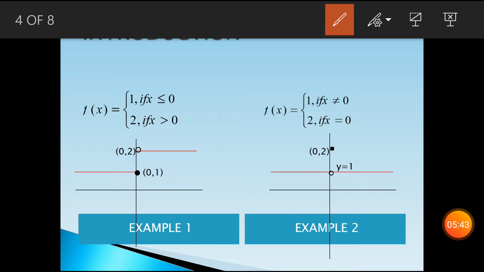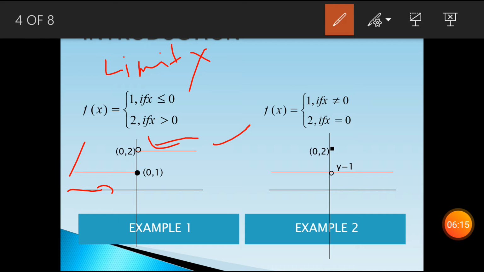So if you are doing it graphically, you will get this. For x greater than 0, on this side, you will get this graph, and for x less than or equal to 0, you will get this graph because it is 1. It means that from the left hand side the function is approaching 1 and from the right hand side the function is approaching 2. It means the limit does not exist in this case. In the first example, the limit does not exist because the left hand limit is not equal to the right hand limit.